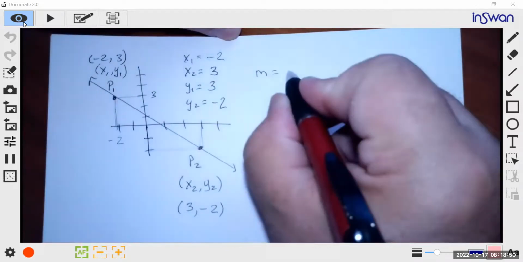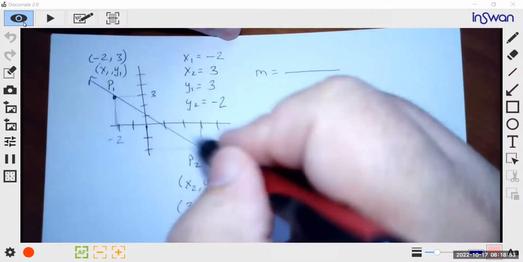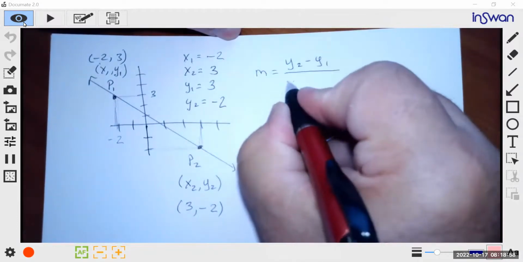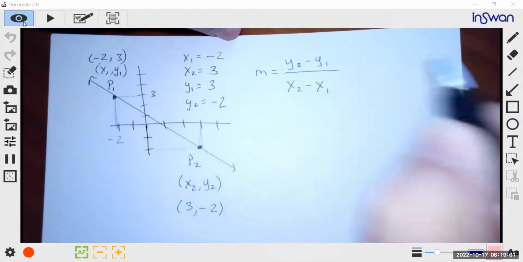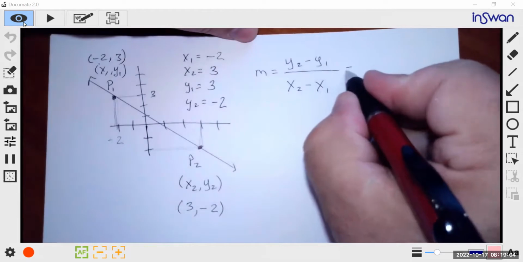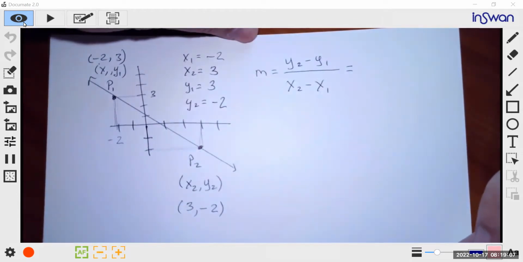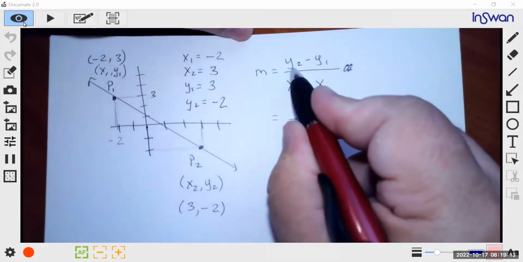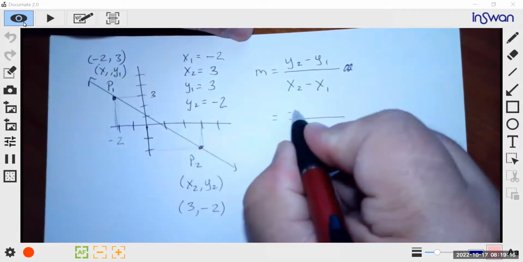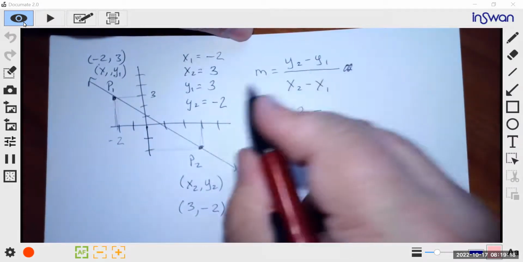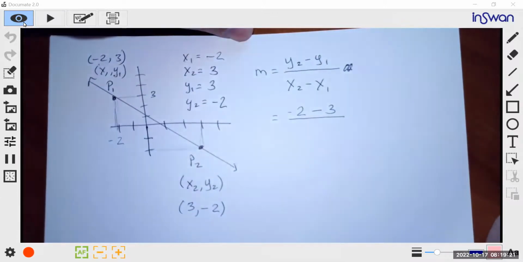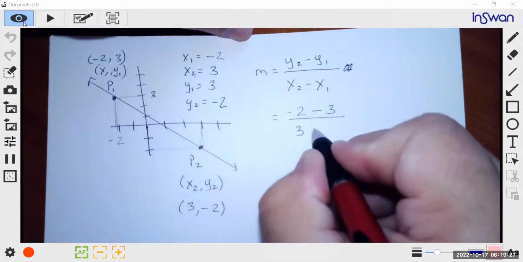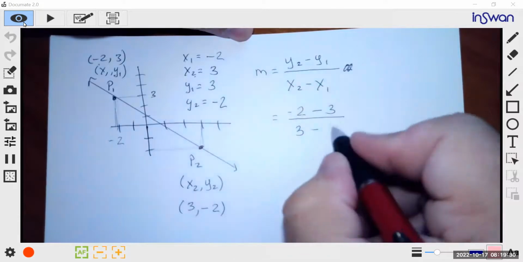Since we're asked to find the slope, and you plotted the points and labeled them, let's put down the formula. y2 minus y1 over x2 minus x1. So what is y2? y2 is -2 minus y1 is 3. x2 is 3 minus x1 is -2.